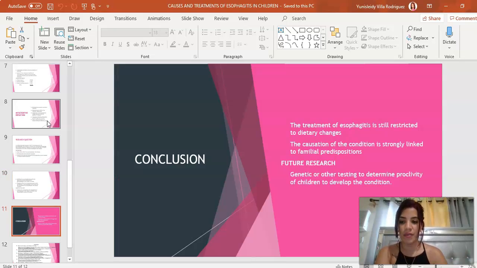also had the condition. Conclusion: the treatment of esophagitis is still restricted to dietary changes. The causation of this condition is strongly linked to familial predispositions. Future research: genetic or other testing to determine the proclivity of children to develop this condition.